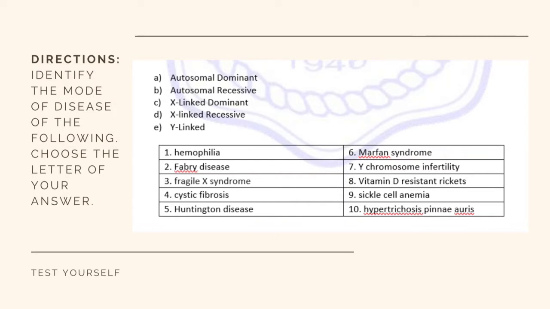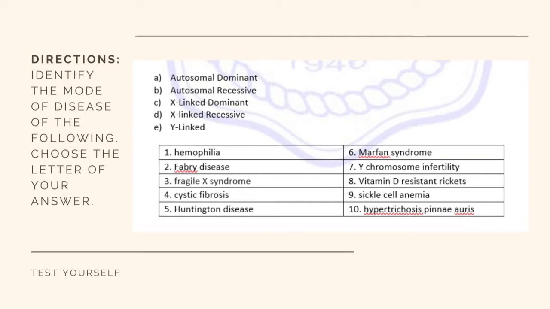Number 6 is Marfan syndrome. This one is autosomal dominant as well. Number 7 is Y chromosome infertility. So this one is letter E, Y-linked. And number 8, we have here the vitamin D resistant rickets. So that one is autosomal recessive. Just like our number 9, which is sickle cell anemia, under din siya ng autosomal recessive. Number 10, we have here hypertrichosis pinnae auris. Okay, so this one is letter E, Y-linked.